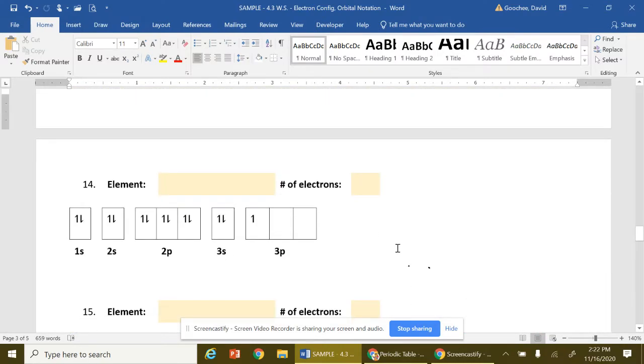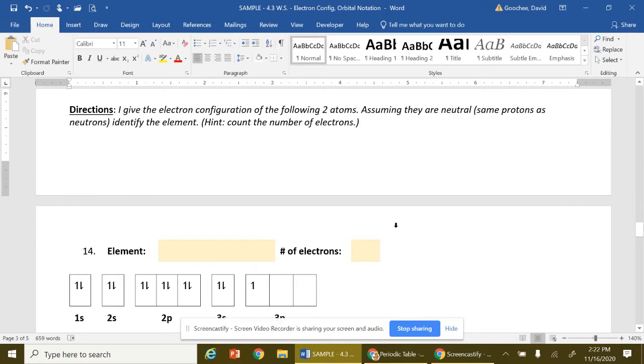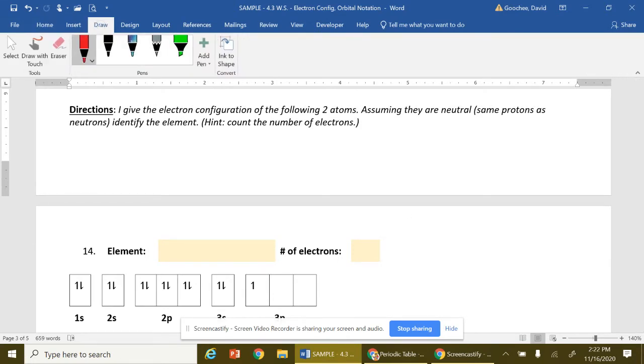Now on to this next one. These are not as hard as it seems, okay? In these ones, I give you an electron configuration, and what I want from you is to tell me what element it is, assuming that it is neutral, assuming that you've got the same protons as electrons. So let's take a look here.